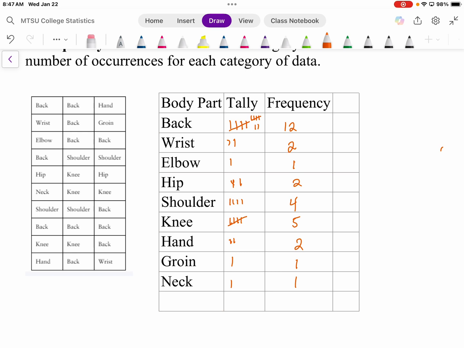We just have to make sure that I wouldn't do a histogram, because histograms are typically associated with intervals of data. But a bar chart would be appropriate for us to do.